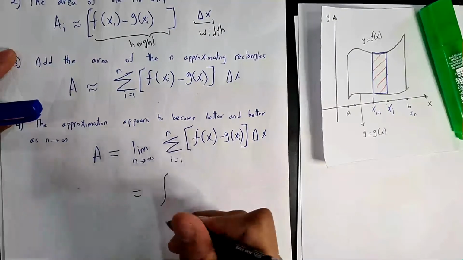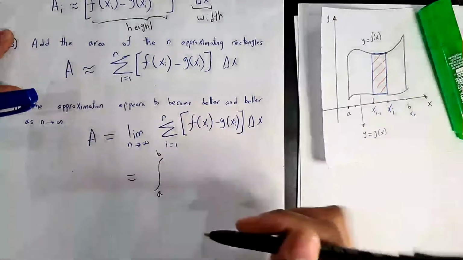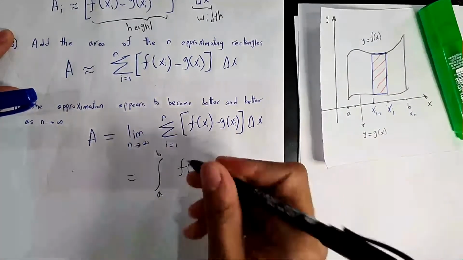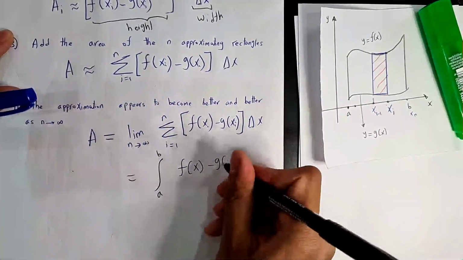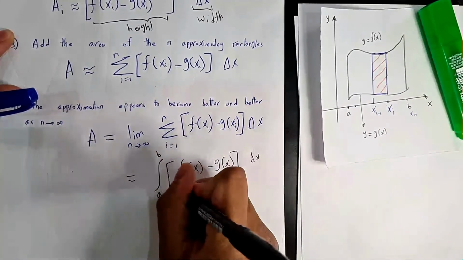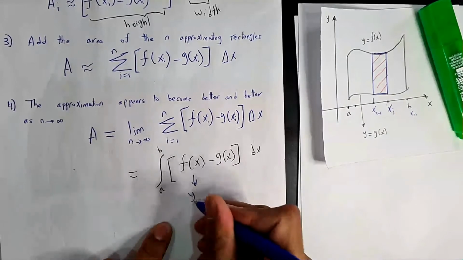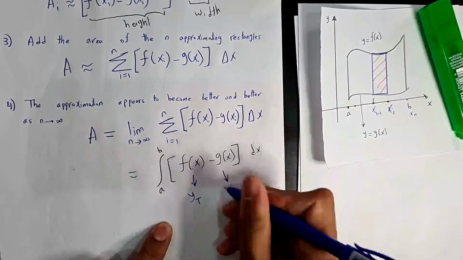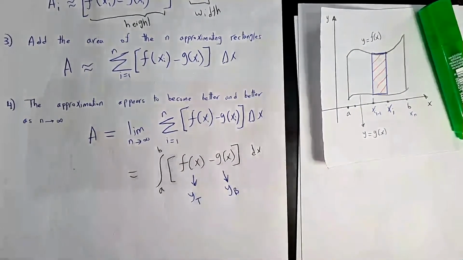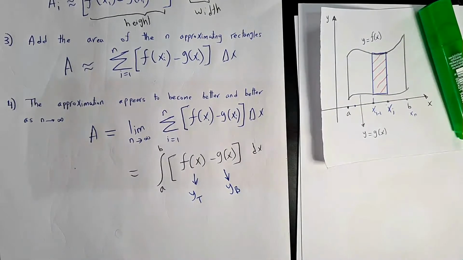By definition, this is the integral from A to B, right? See the figure here. f of xi will become f of x minus g of x, and delta x will be dx. That's it. So we get the same formula. This is the top function. I will call it y top, yt, and this is yb, y bottom. And that's it. But this is the justification of the formula.